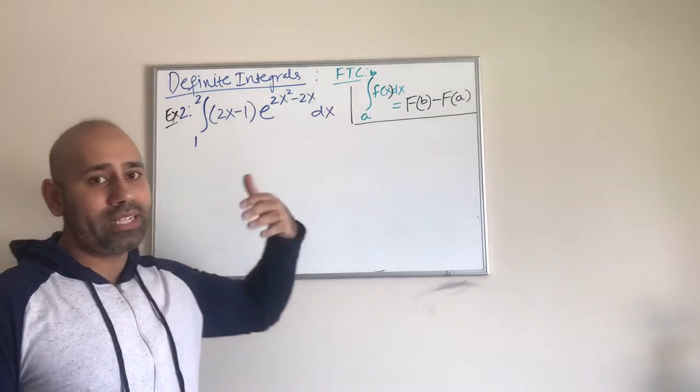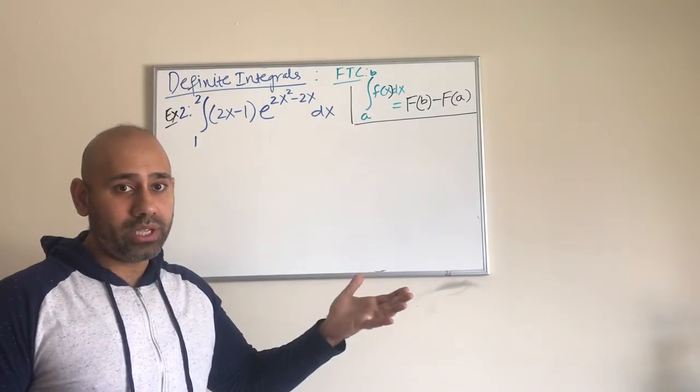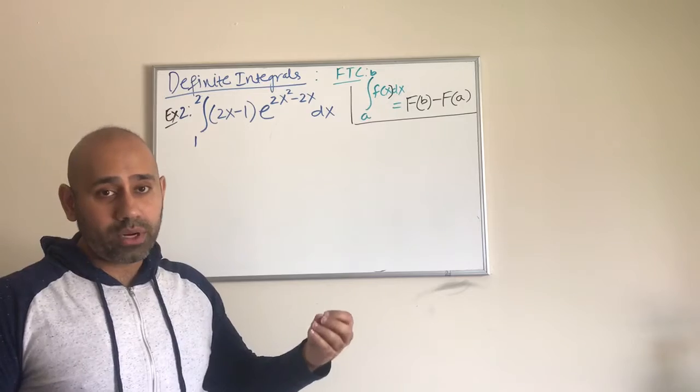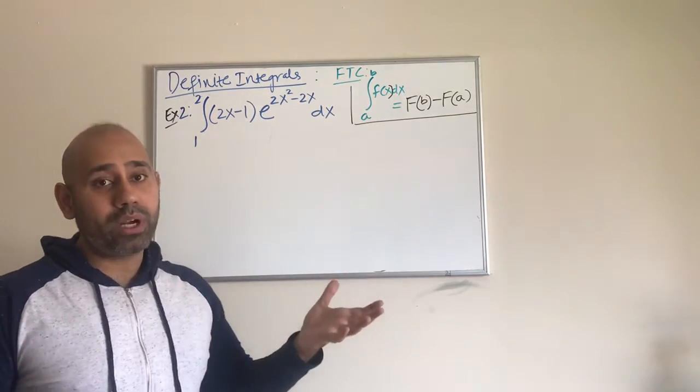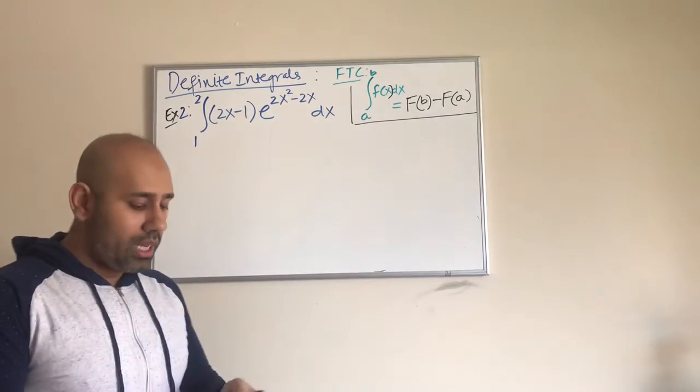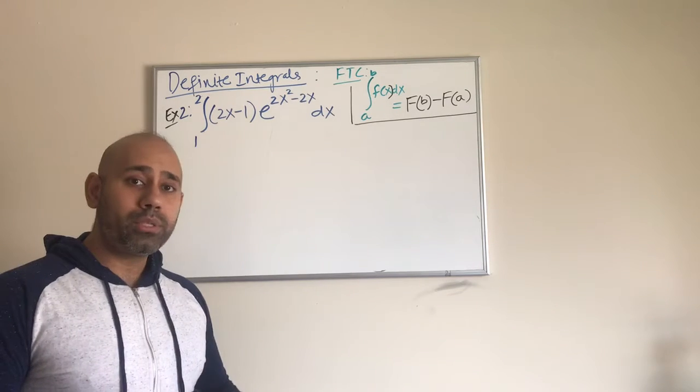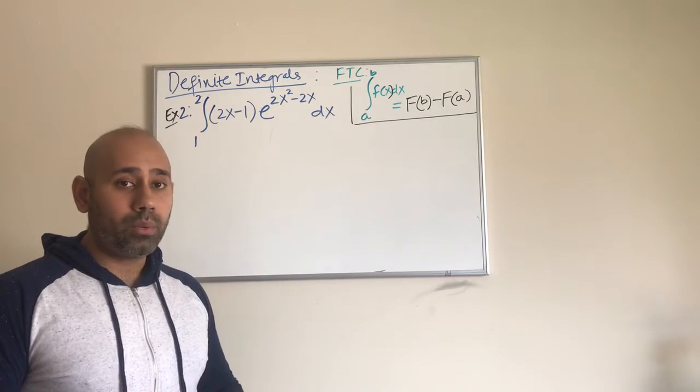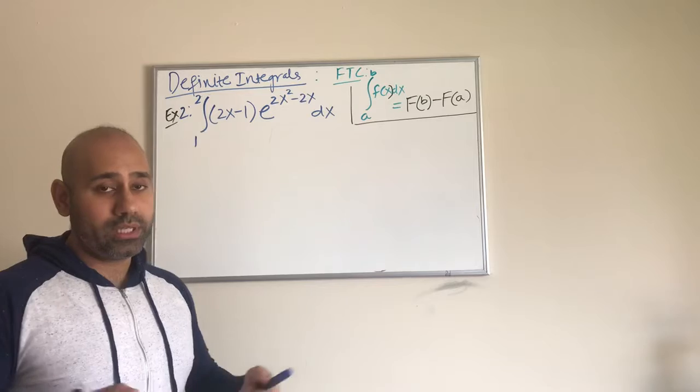cannot be, we cannot directly write the antiderivative for this, so one has to use some sort of method, and in this case we are going to use the method of substitution. So let us start by using the method of substitution, and then we see what else we need to do in order to evaluate this integral.